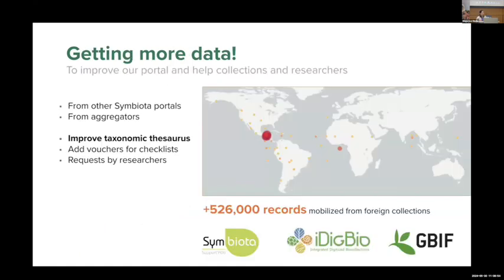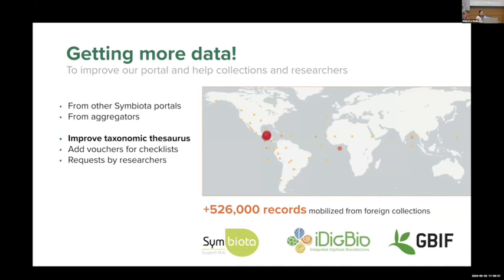Our goal is not being an aggregator for all the Guatemalan data, but we are getting more data to improve our portal in the sense that we need more names for our taxonomic thesaurus, for example, and we need vouchers for the checklist that we can generate in the portal. So we also download more data by request from the researchers.